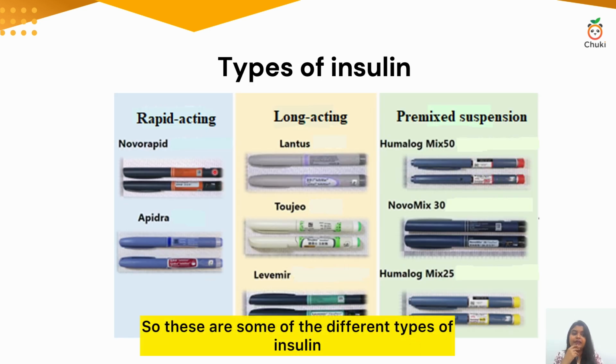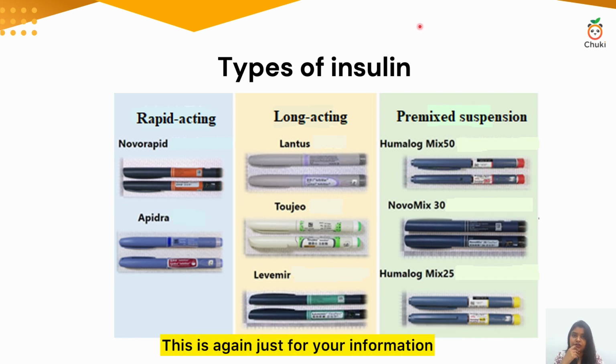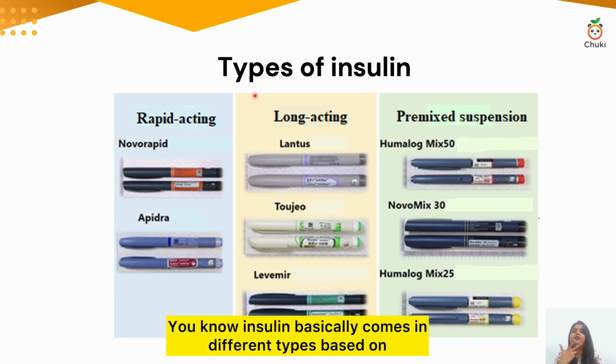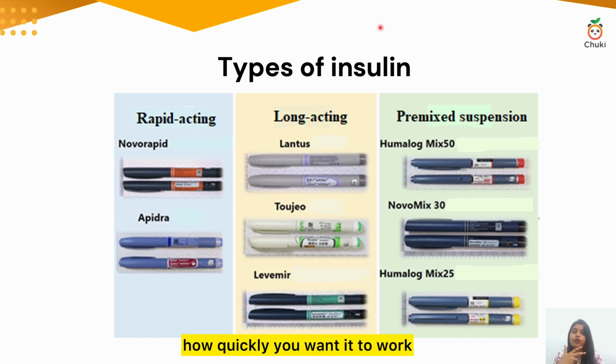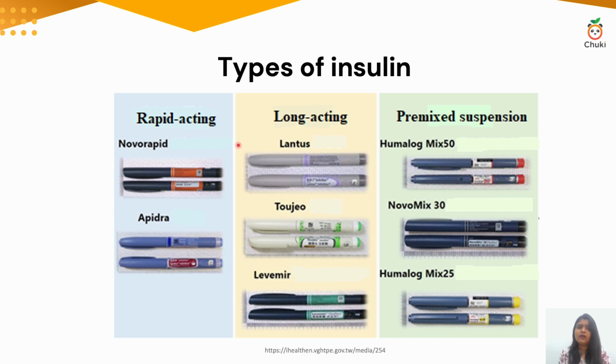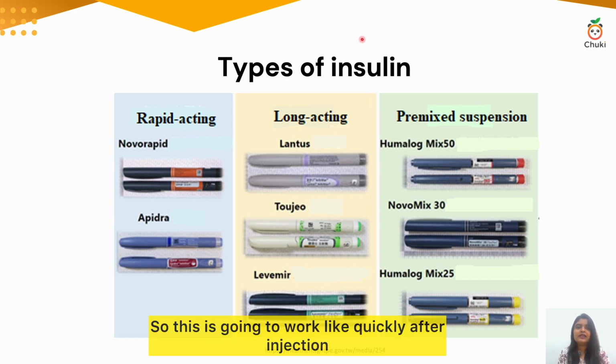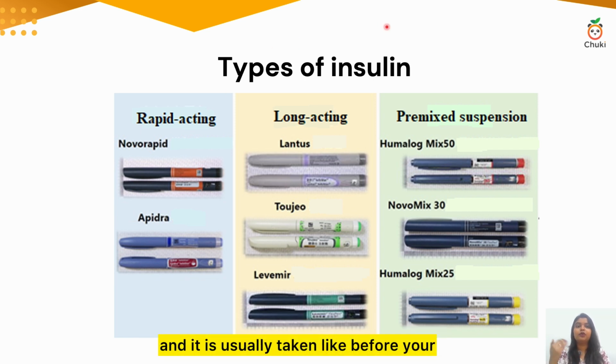So these are some of the different types of insulin. This is again just for your information. Insulin comes in different types based on how quickly you want it to work and how long it should last in your body. So we have rapid acting insulin, which works quickly after injection and is usually taken before your meals to control the blood sugar spikes. Then you have long acting insulin, which works slowly over a long period of time, and helps you keep your blood sugar stable throughout the day and night.